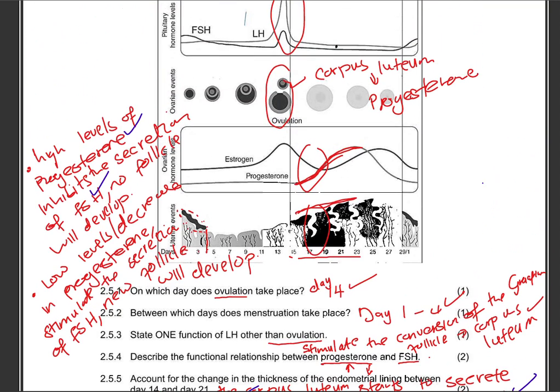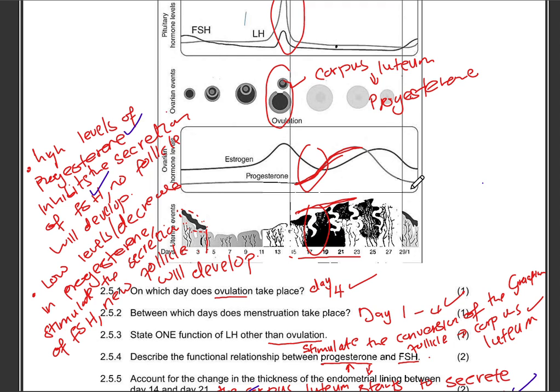We can look at a few things here. We can talk about the corpus luteum. There is the corpus luteum here. It starts to degenerate, and the progesterone levels decrease. Remember, this is the structure that secretes progesterone. If it starts to degenerate, it is no longer going to be secreting progesterone. That means the progesterone levels in the blood will start to decrease. We can see the progesterone levels in the blood decreasing.